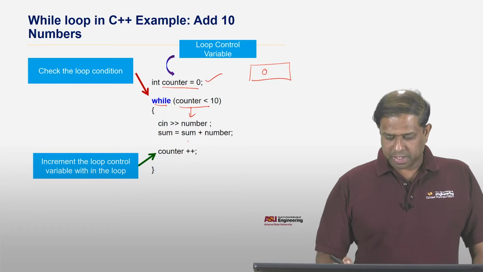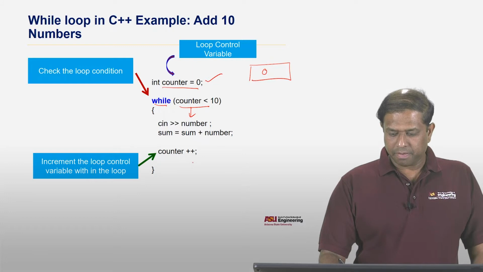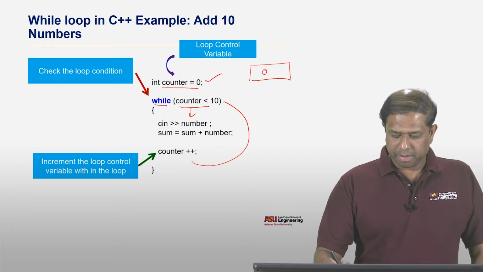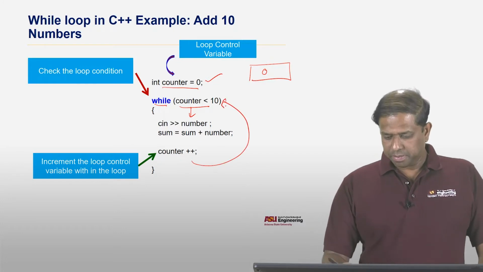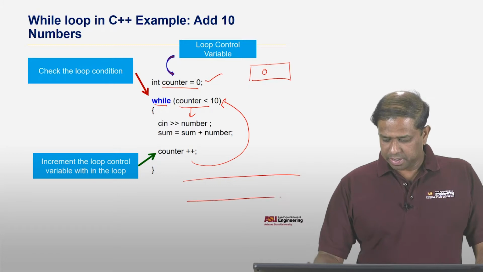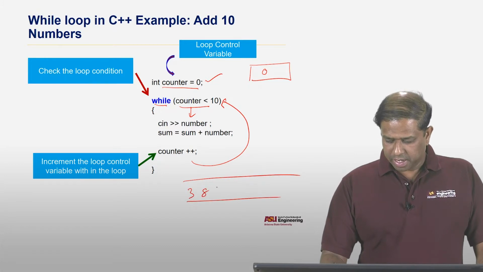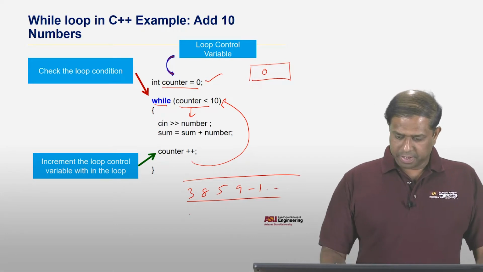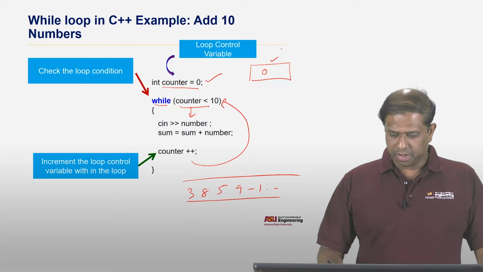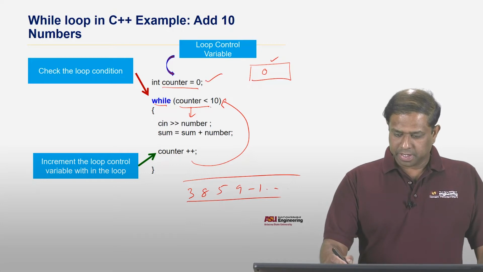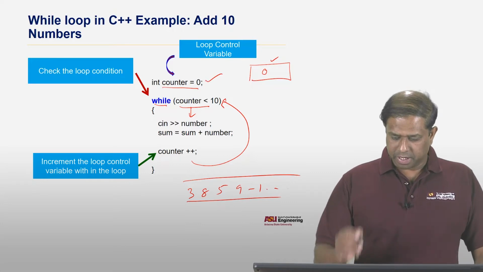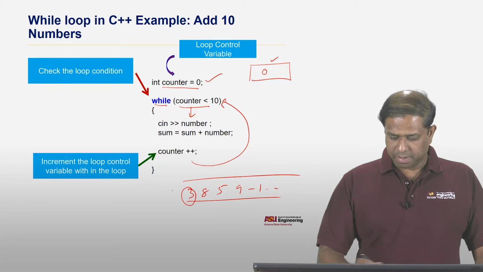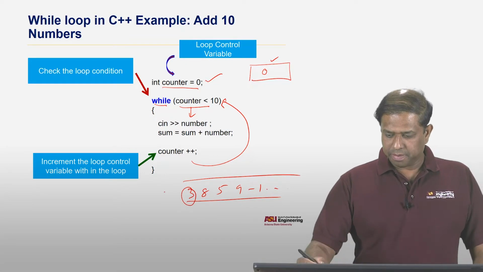add that number to the sum, increment the counter by 1, and then come back here, right? So suppose our inputs are like this: 3, 8, 5, 9, -2, -1, something of this nature. Then for the very first time, counter equals 0, and since counter less than 10 is true, we go inside the loop.